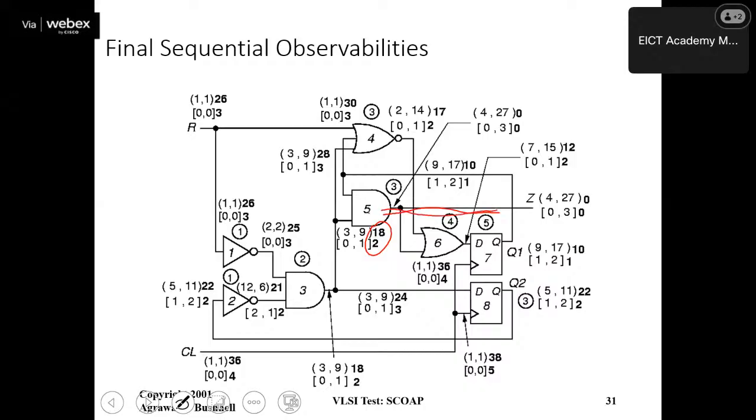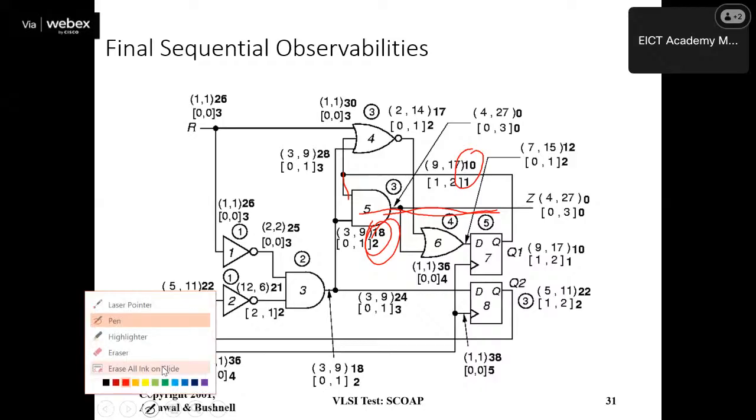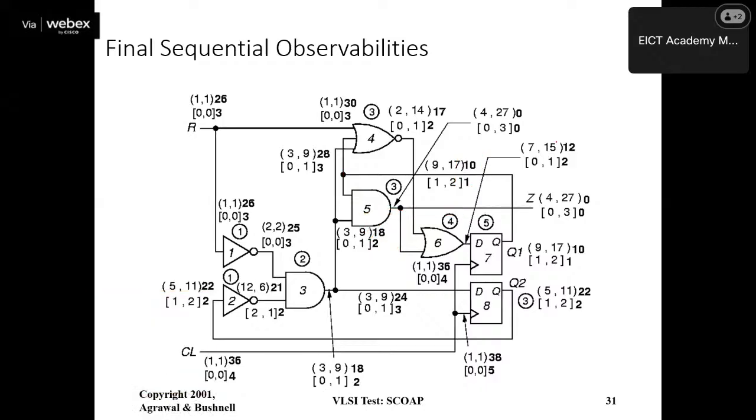First you calculated for this, so you found 18, 2, and this one was 10, 1. Just update these and then keep going backward. Observability is taken from the forward to the backward side. If there is a next iteration, it will keep going on. So if you are here, the observability of this is set to 10, 1. Now you can calculate the observability of this. Can you calculate this? Yes.